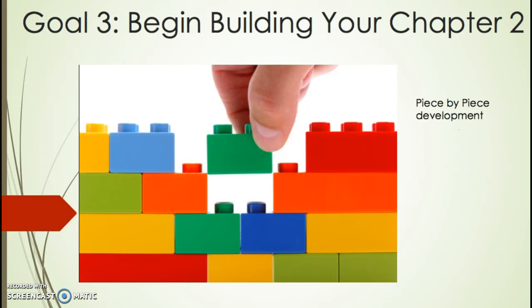And our third goal, really it's the overarching goal, is to begin building your Chapter 2. So we'll start with identifying the sources, which is needed in your Chapter 2. Selecting the topic is also needed, and then piece by piece, week by week, you'll be looking for articles. So really you should be looking for 3 to 5 articles each week.